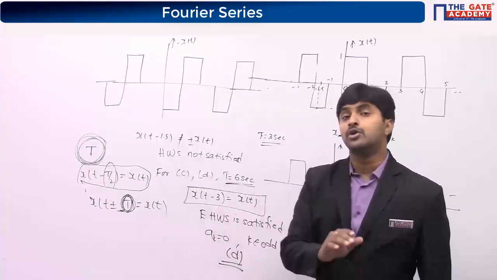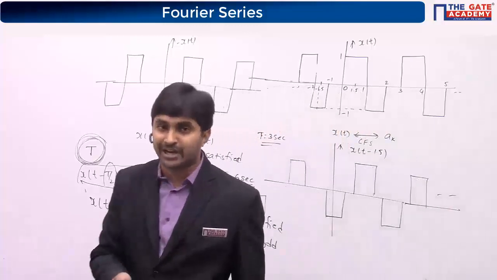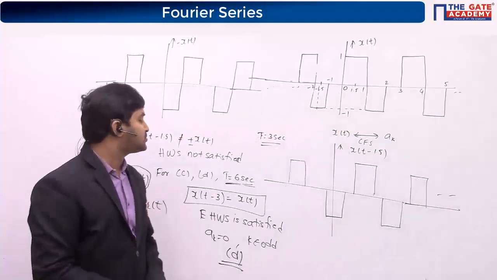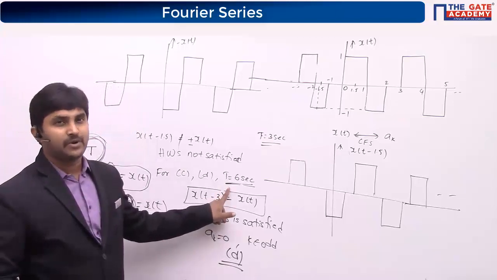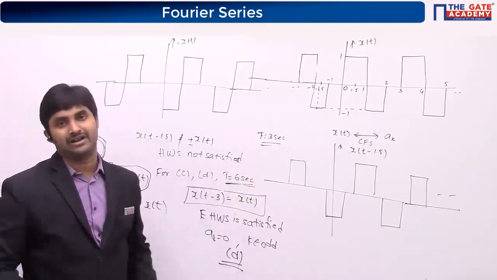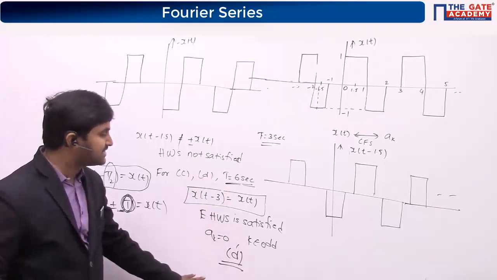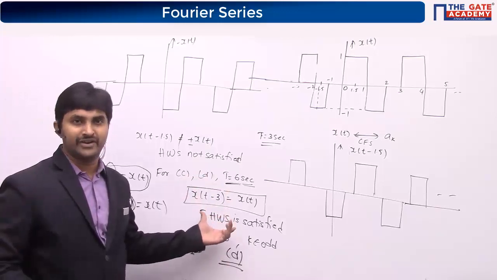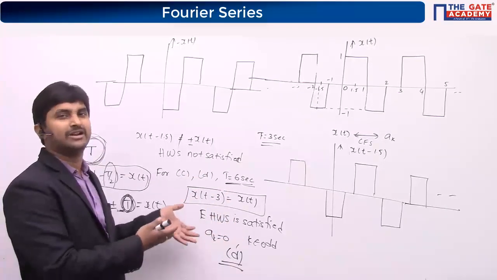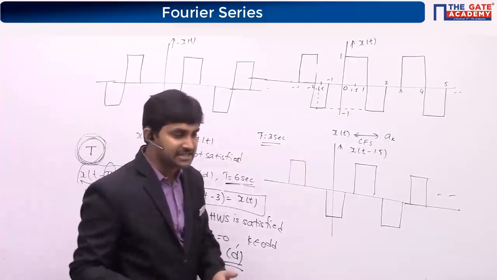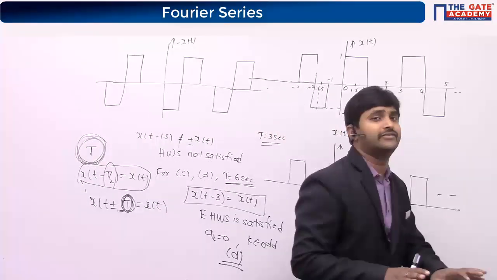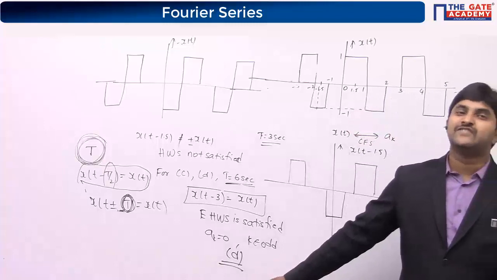Therefore, you can never have an even half-wave symmetry unless you consider the time period of the signal as double the fundamental time period. This is the only case where you can have even half-wave symmetry. So basically this is nothing but a theoretical case, not a practical case. Practically we can have an odd half-wave symmetry. We will never have an even half-wave symmetry.